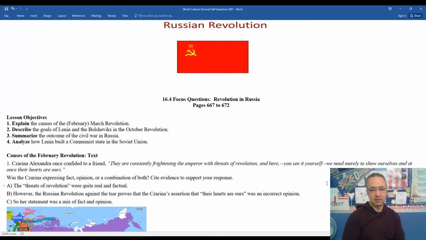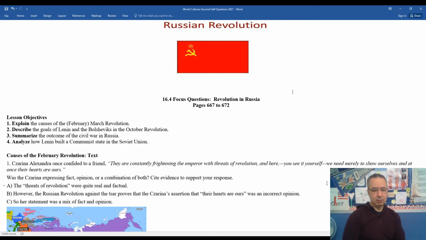Time to take a look at 1604, the Russian Revolution. This will be a little lengthier than normal as the textbook kind of put together a very extensive section here, and obviously a revolution in Russia is going to have a big impact on the rest of the world. It's certainly something of significance.